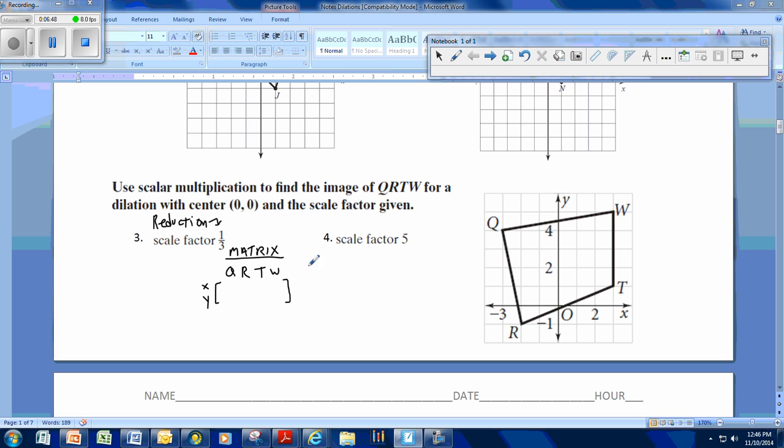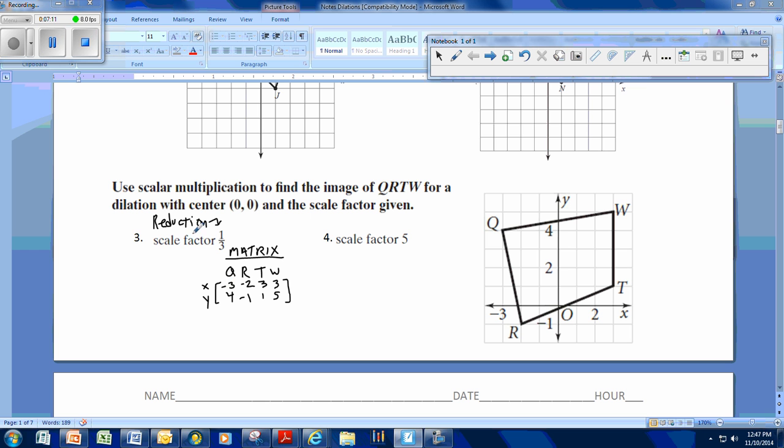So Q is -3, 4. R is -2, -1. T is 3, 1, it looks like. And W is 3, 5.